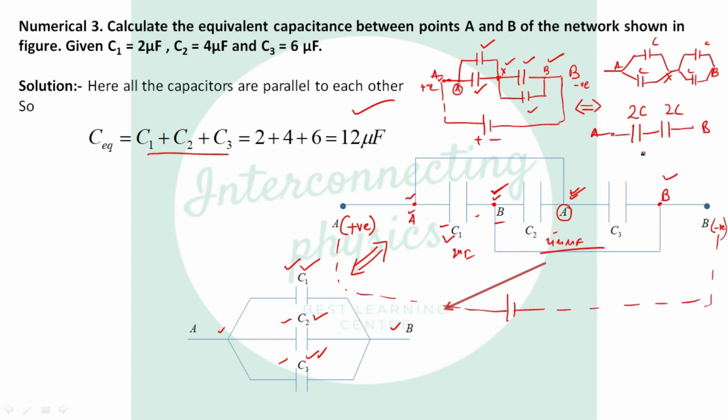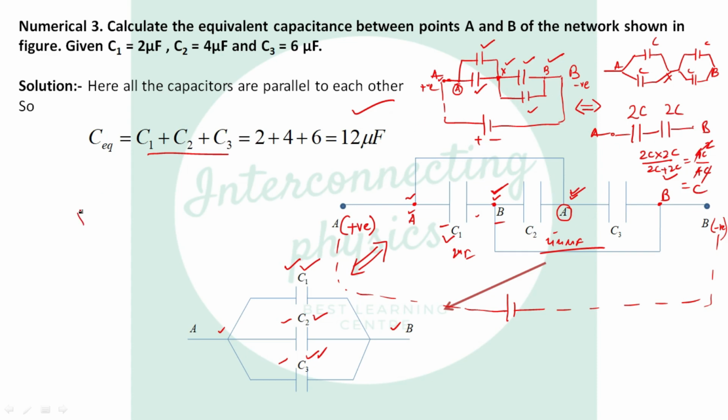and the answer is 2C multiplied by 2C divided by 2C plus 2C, which is 4C square divided by 4C. This cancels out with this, and the answer is C. Okay, so this is the method by which we can solve these wire connection problems.